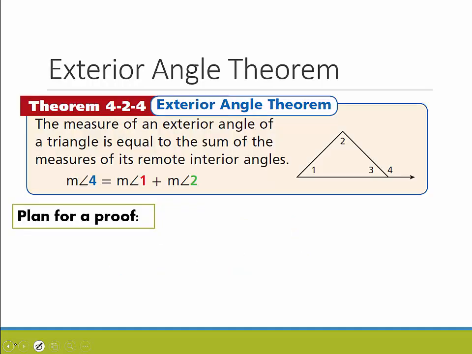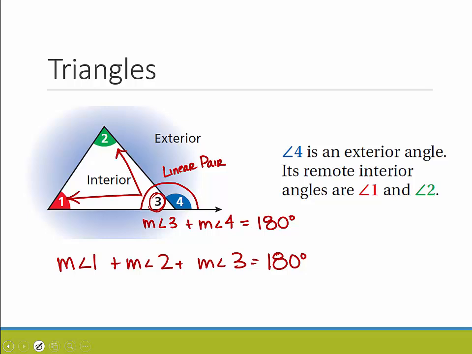So the exterior angle theorem says the measure of an exterior angle of a triangle is equal to the sum of the measures of its remote interior angles. So here it's saying that if you add up angle 1 and angle 2, you get angle 4 out here. So we're not going to do a whole 2-column proof, but let's just make a plan. So back here we said the angles 3 and 4, because they make a line, have to equal 180 degrees. And then we learned that the angles in a triangle all have to sum to 180 degrees.